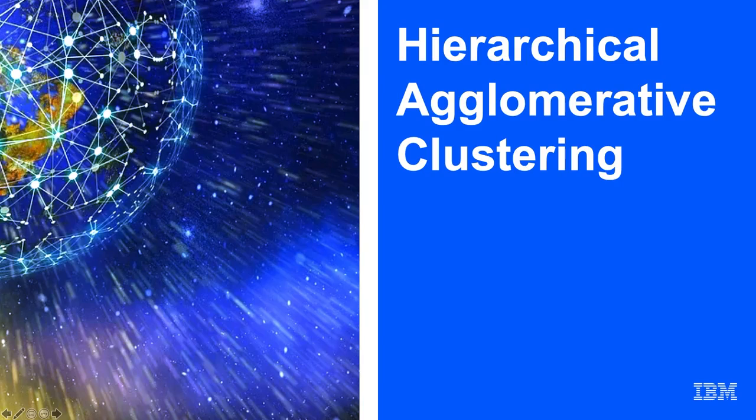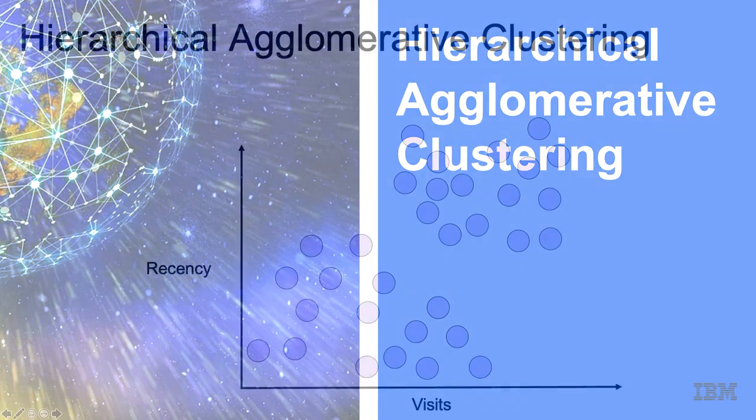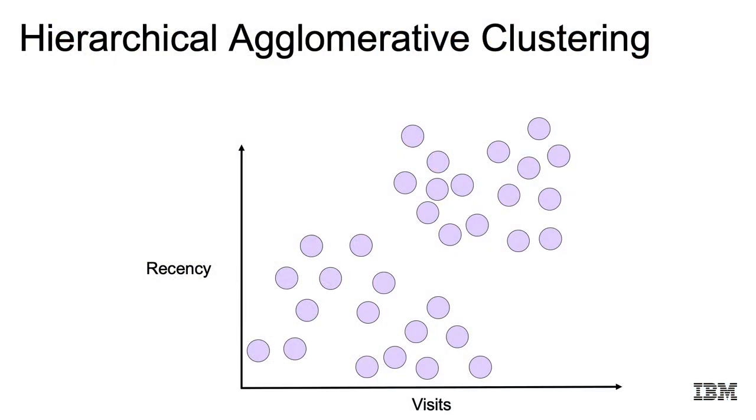Now let's talk about our next clustering algorithm, hierarchical agglomerative clustering. With hierarchical agglomerative clustering, we'll try to continuously split out and merge new clusters successively until we reach a level of convergence. Now let's see how hierarchical agglomerative clustering actually works.